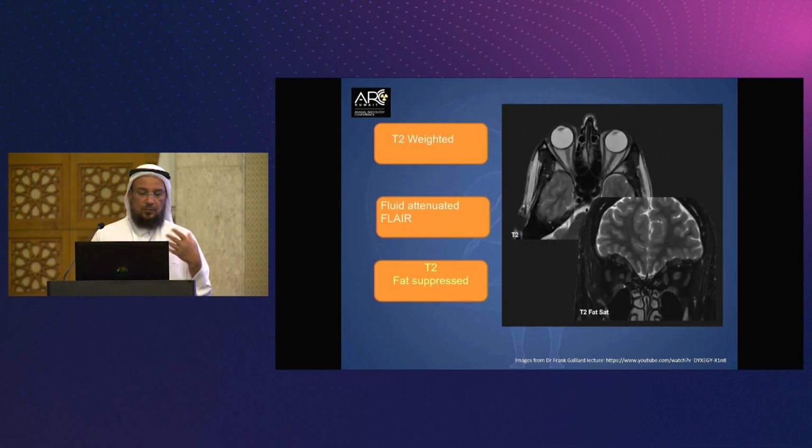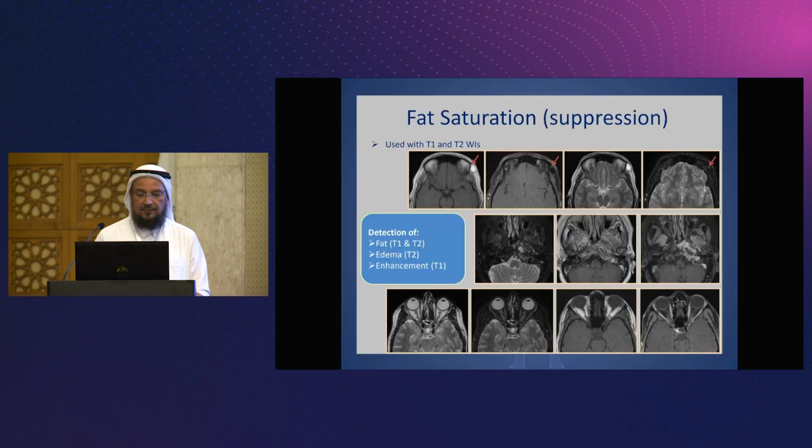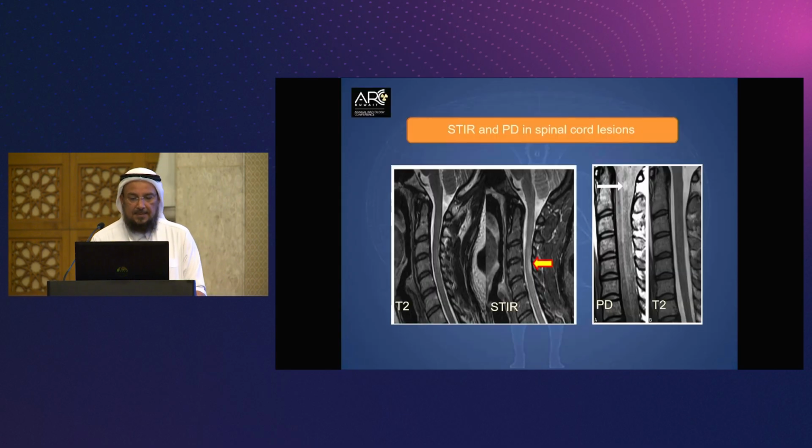Again, a T2 with fat suppression would be important if there is a tissue surrounded by fat. So we can apply a T2 with fat suppression to reduce the signal from fat. And fat suppression is essential for some kinds of diseases.